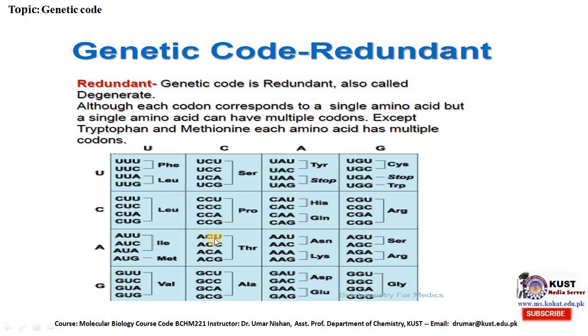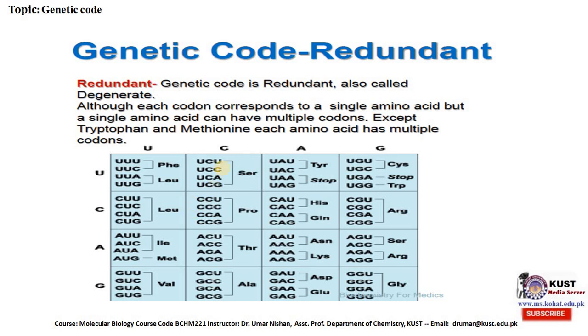In case of threonine, you can see these 4 different codons can code for threonine. Alanine, you can see these 4. Phenylalanine, you can see these 2. Leucine, you can see these 2. So there is this property of redundancy. Genetic code is redundant, and that is called degenerate. Except for tryptophan and methionine, each amino acid has multiple codons. So this has to be kept in mind.